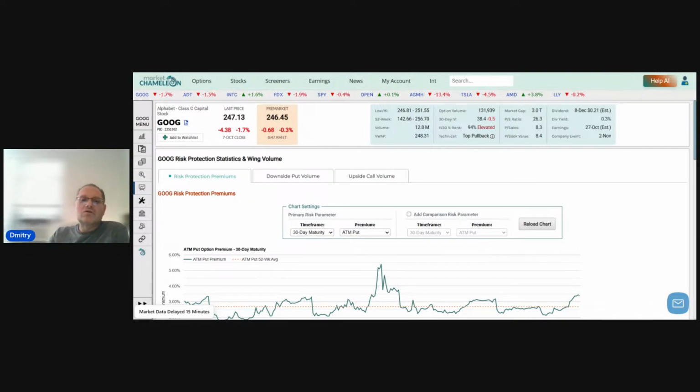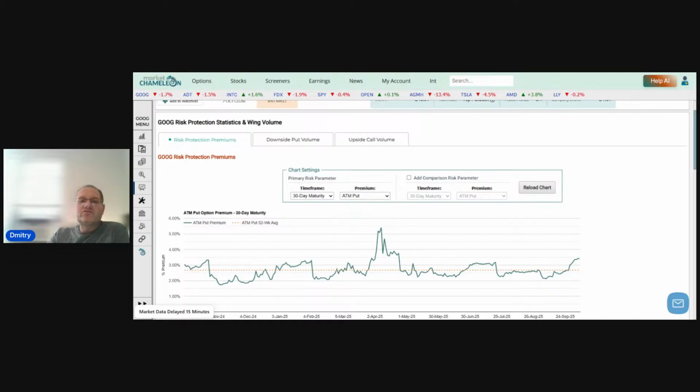So right now, we have this chart. We could look at a 30-day, it gives us a drop down, and we could compare it to other maturities. And to get the cost, right now, this is the cost of a 30-day at the money put. This is a chart of just one 30-day at the money put.